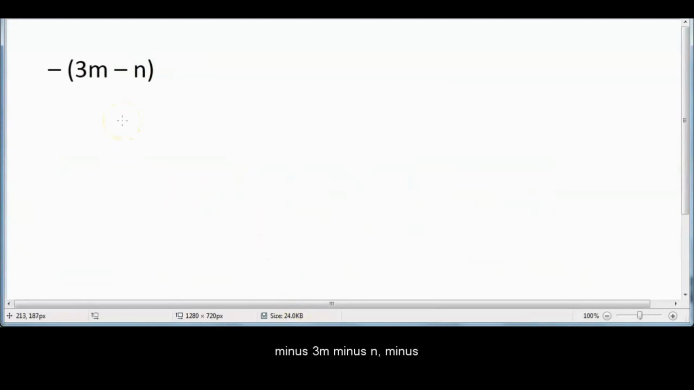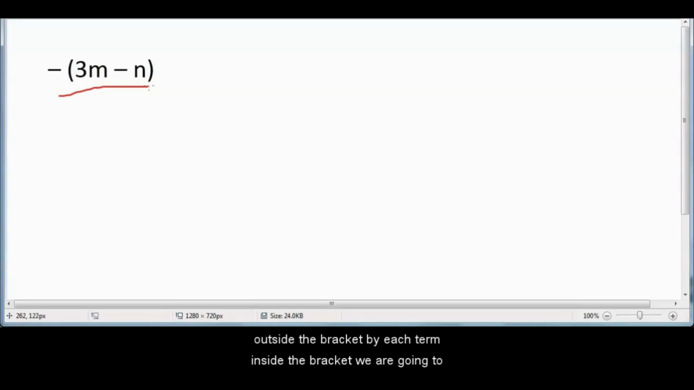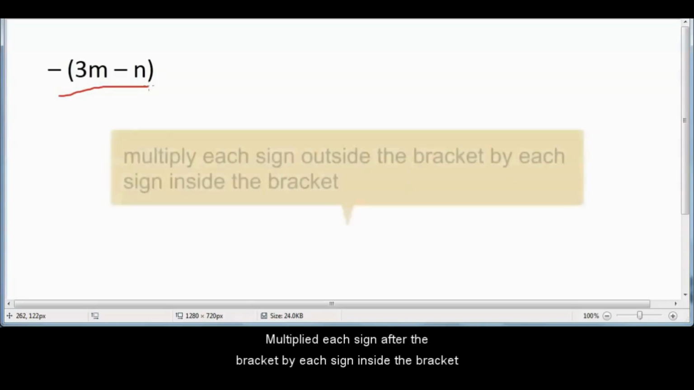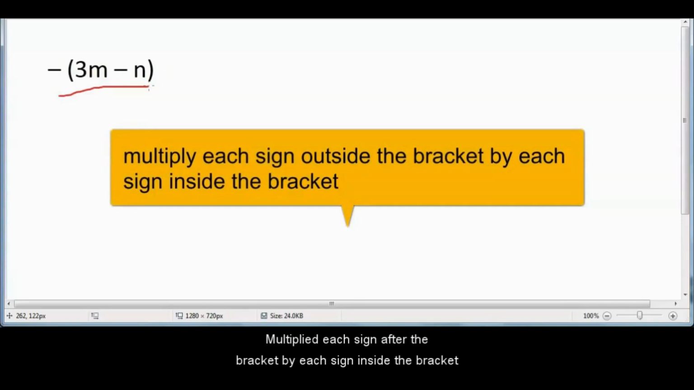Okay, −(3m + n). This is the last question. To remove brackets, we multiply the term outside the bracket by each term inside the bracket. But this particular question has no term outside the bracket. It only has a negative sign outside the bracket. So the rule will change. You multiply the sign outside the bracket by each sign inside the bracket.